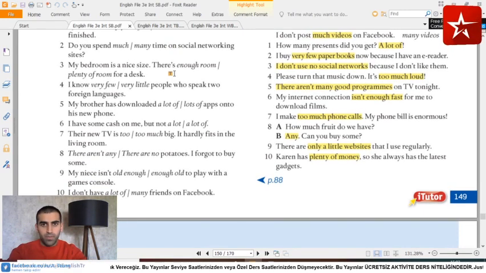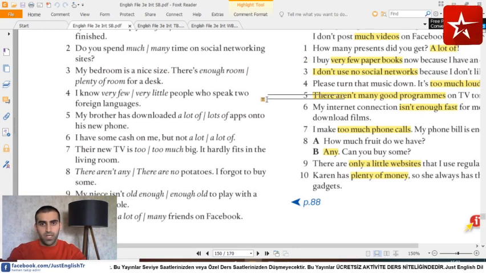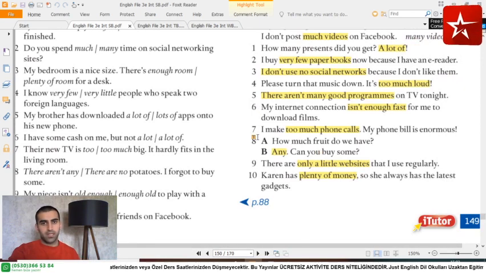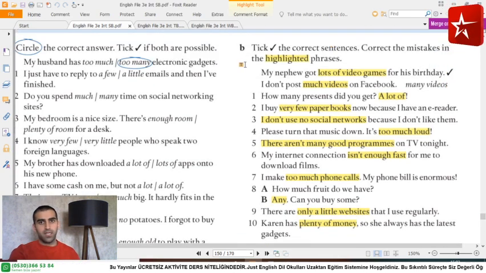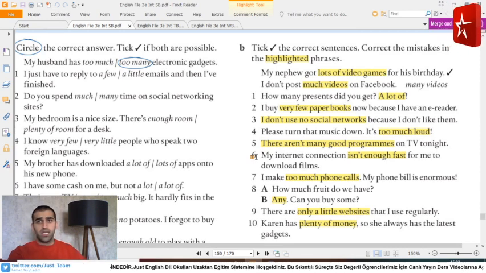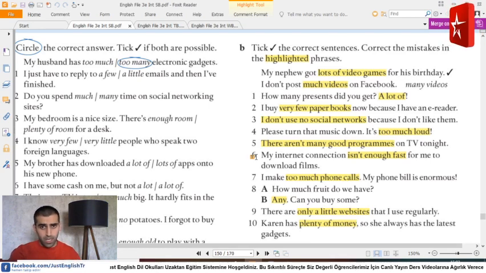in the part B, as you see. So we should continue with part B, question 6, 7, 8, 9, and 10. Five sentences we have to do. We have to choose if they are correct answers or not. Here, as you see, we will tick if the sentence is correct, and if the sentence is incorrect, we will correct the mistakes in the highlighted phrases. Okay, so let's continue with number 6.